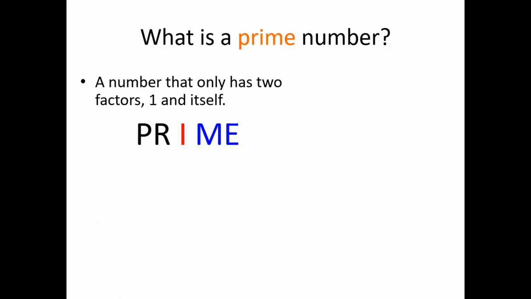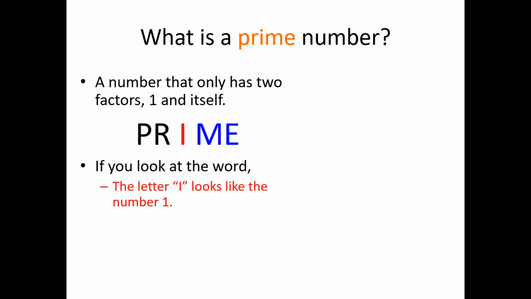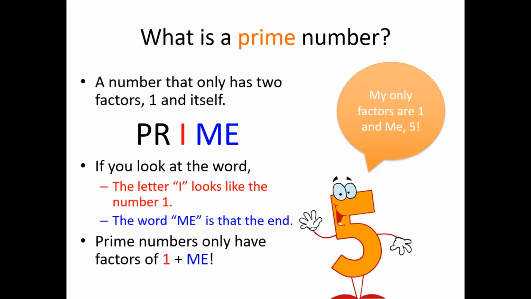So look at the word prime. It says I, me. Prime numbers only have the factors of one, so that I looks like the number one, and me, which is the number to begin with.